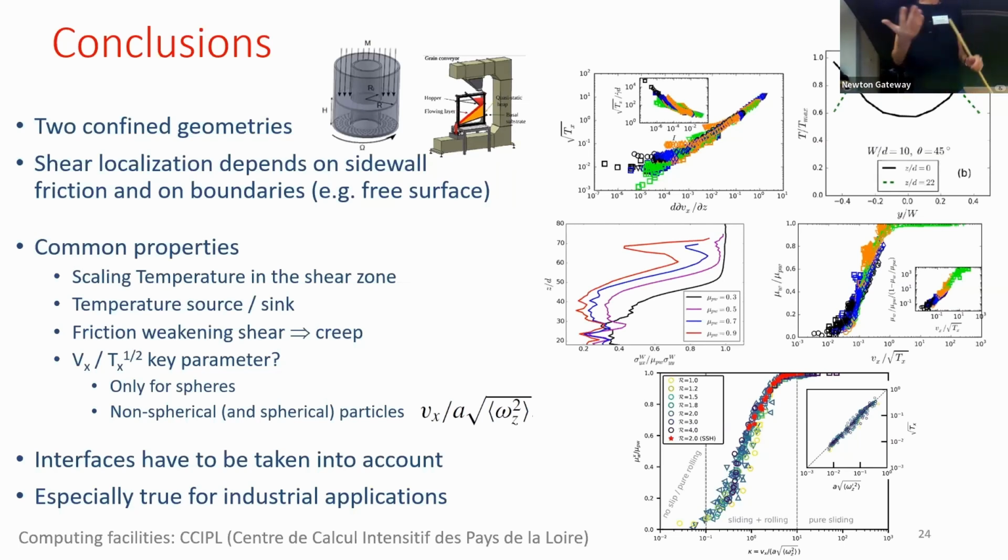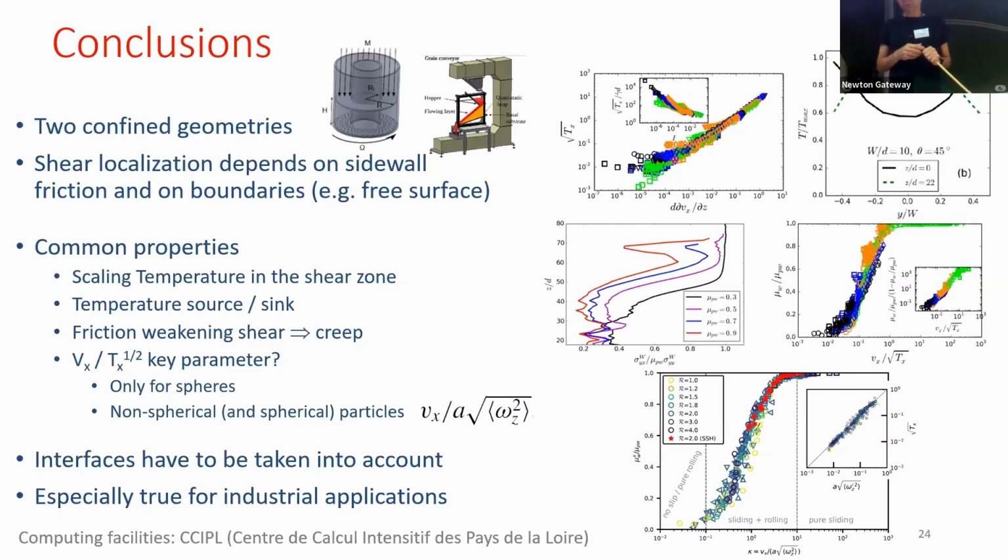And we have shown that the velocity divided by the square root of the temperature, which is commonly used in kinetic theory, can be used to scale our data, but only in the case of spheres. If we use elongated particles, we have to use the other scaling, which uses the rotational velocity of the grains.